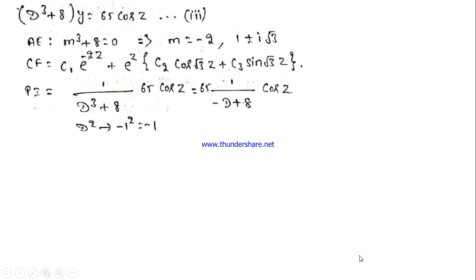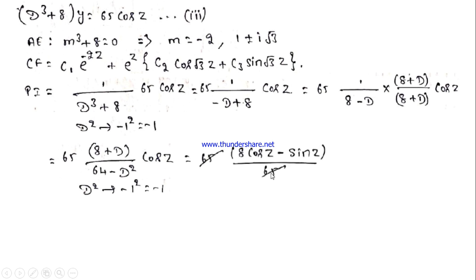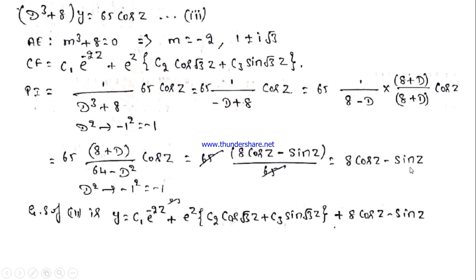What should be done? To get d square in the denominator, I am supposed to multiply and divide by 8 plus d to the operator. That's what I have done. 8 plus d is multiplied and divided. So as a result, the denominator, using the a minus b into a plus b formula, becomes 64 minus d square, and 8 plus d in the numerator. The method still says the same thing, replace d square by minus 1 square. That just makes the denominator 65 and in the numerator 8 times cos z plus the differentiation of cos z, that gives minus sin z. So my particular integral is 8 cos z minus sin z.